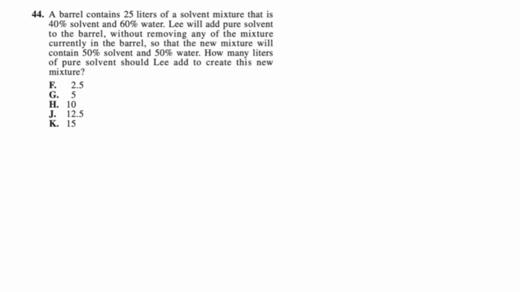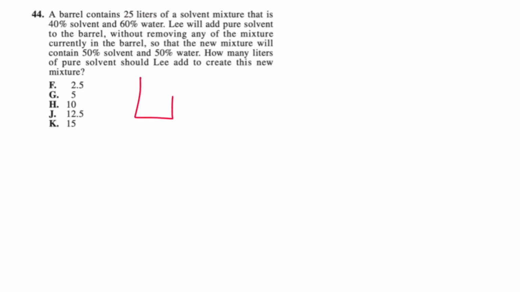So first of all, that's quite a lot to read and then make sense of. And then we have to calculate a bunch of stuff after that. So let's back up and see what we know. Okay, we have a barrel that contains 25 liters of a solvent mixture, so 25 liters total, and that mixture is 40% solvent, 60% water.